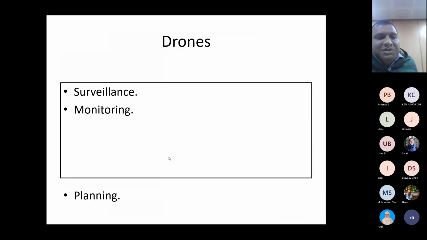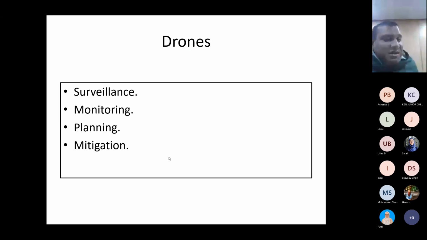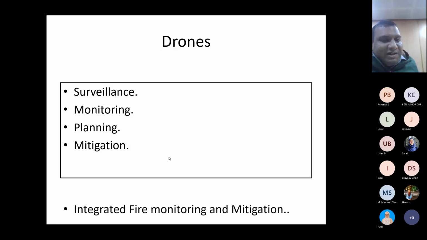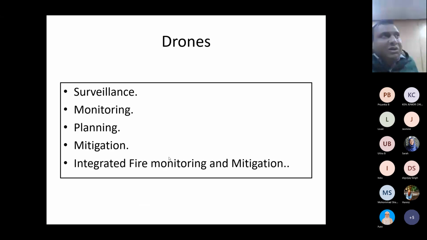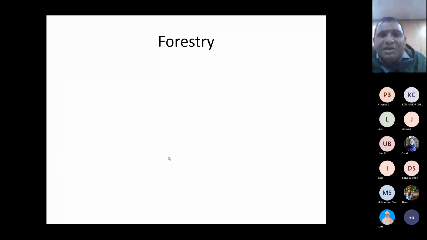So everywhere, especially in fire, we use it for surveillance, monitoring, planning, mitigation. We call it mitigation. So it plays a very important role nowadays. Many countries, I think, are attempting it, especially with respect to forest fires.